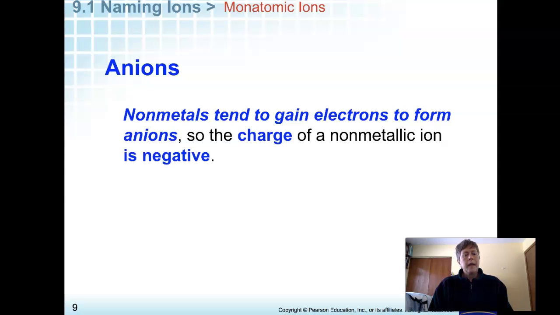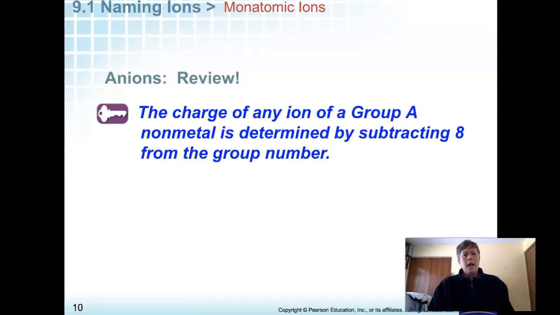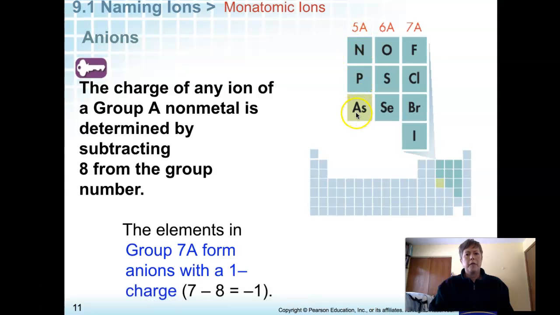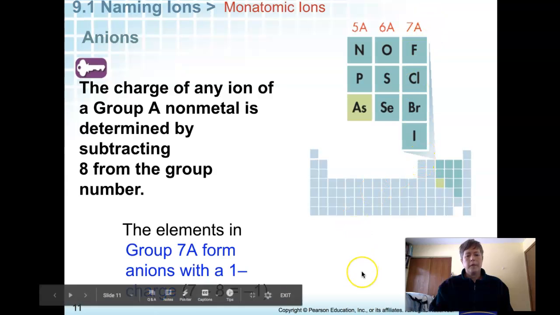With anions, we know that nonmetals are typically going to form those anions. They gain electrons, and because they gain negative electrons, they get a negative charge. The charge of any ion of a group A nonmetal will be determined by subtracting 8 from the group number. So if we're looking at this chart right here, we can see group 5A, 5 minus 8 makes these negative 3 in their charge. These would then be negative 2. And this group right here, the halogens, would be negative 1. 7 minus 8 would be negative 1.